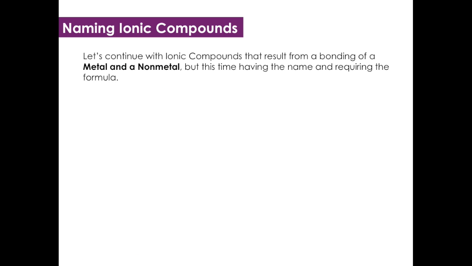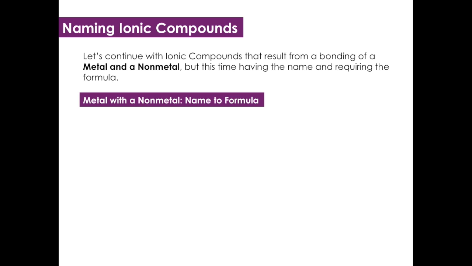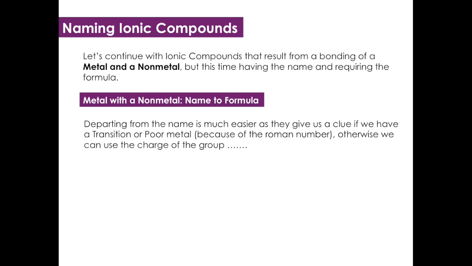Let's continue with ionic compounds that result from a bonding of a metal and a nonmetal, but this time having the name and requiring the formula. So metal with a nonmetal, name to formula. Departing from the name is much easier as they give us a clue if we have a transition or a pure metal because of the Roman number. Otherwise, we can use the charge of the group.